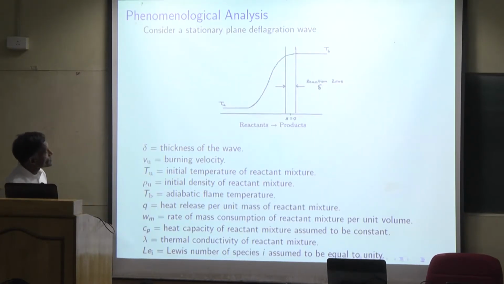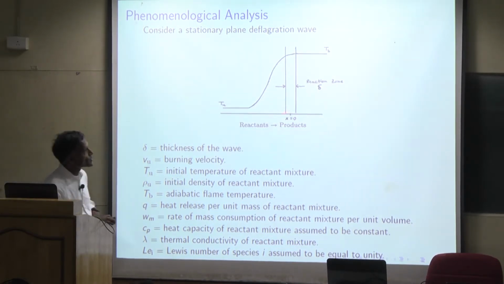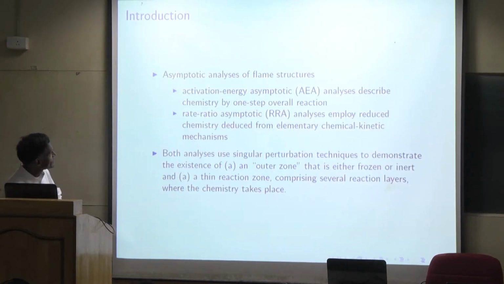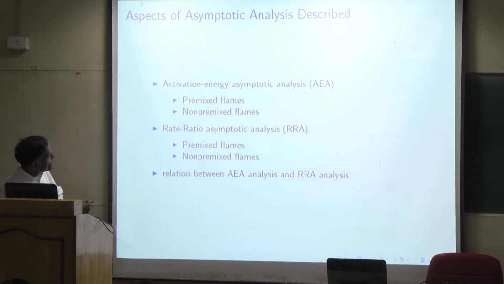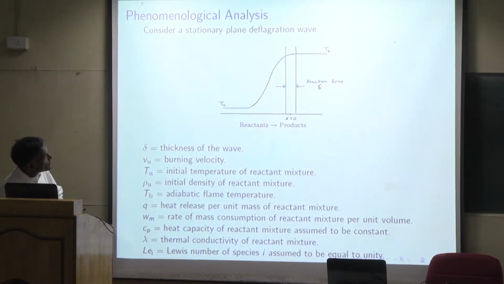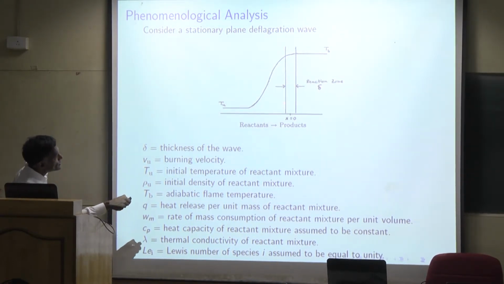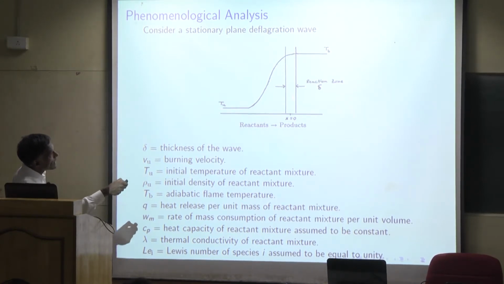So this is a simple laminar flame theory, a so-called phenomenological analysis. The first topic is going to be premixed flames, with activation energy asymptotics. Let's consider a premixed flame propagation. This side is the reactant. The reactants are entering at some temperature TU, and the flame is propagating in that direction.